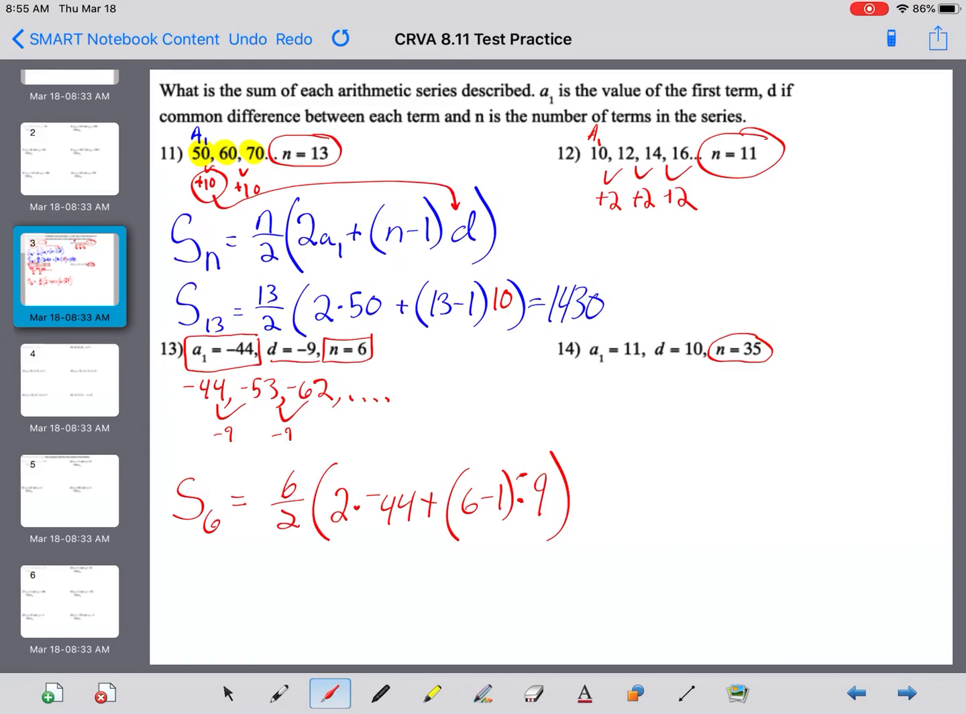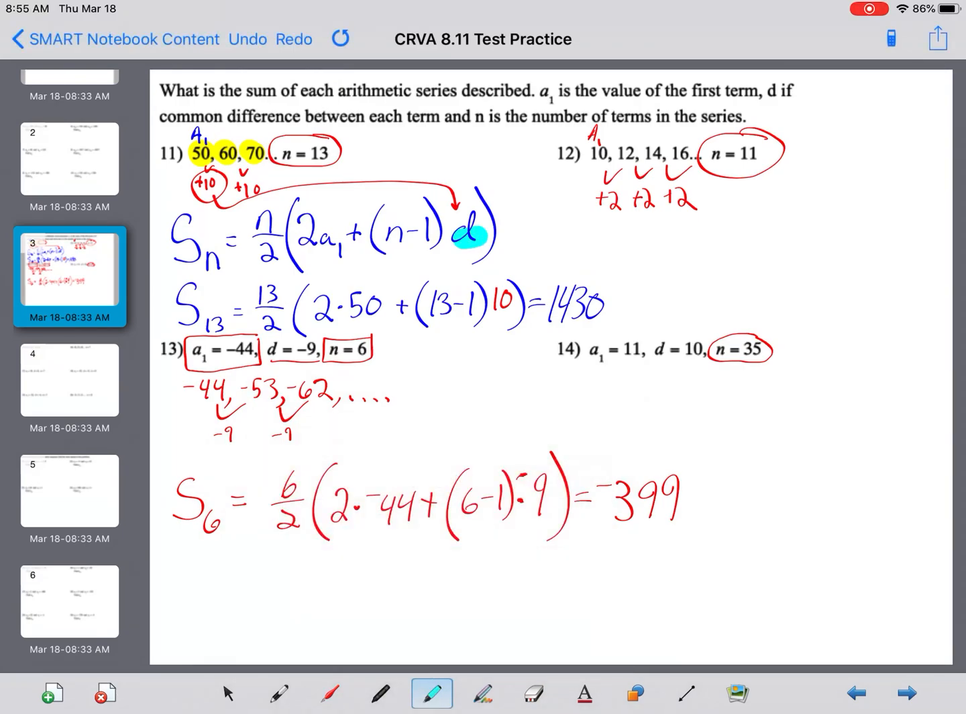6 divided by 2 is 3, so I'm just going to put in 3. Again, mind your parentheses. And survey says negative 399. And so that's how we set those up.